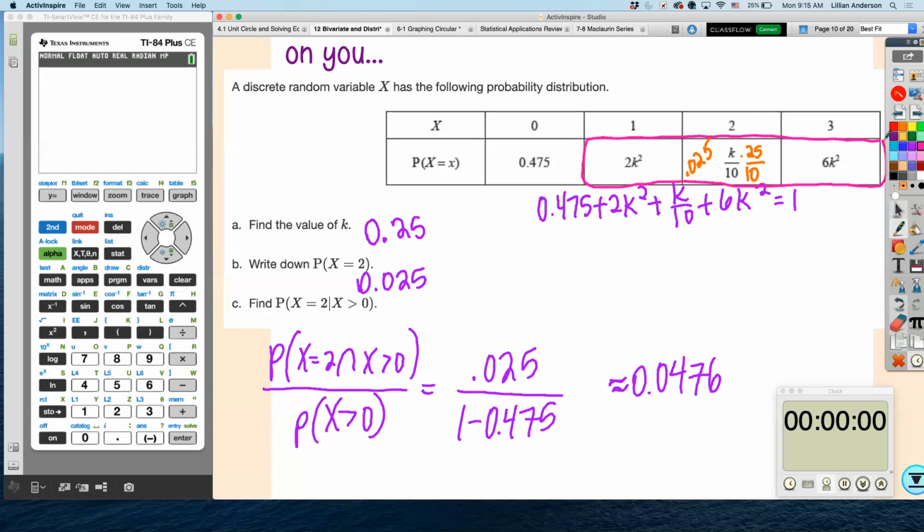What's that called when you subtract like that, instead of adding up everything I just boxed in pink? Complement. It's the complement, yes. And then of course, the intersection between X is equal to 2 and X is greater than 0. Out of all of those values that are boxed in pink, you want the one that actually is equal to 2.